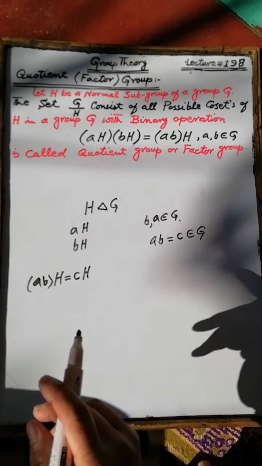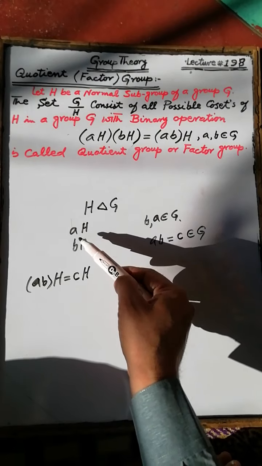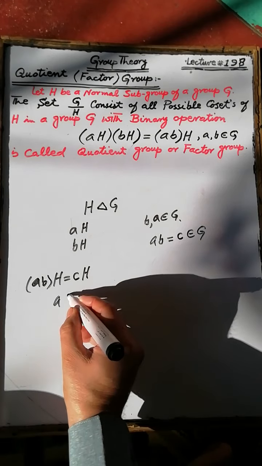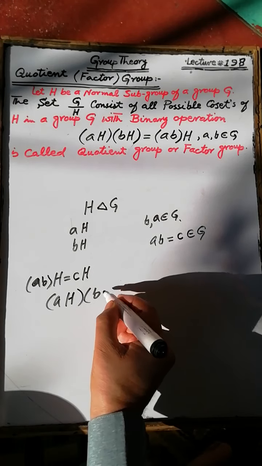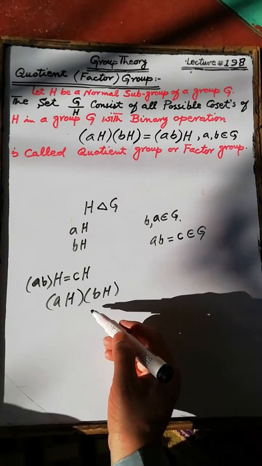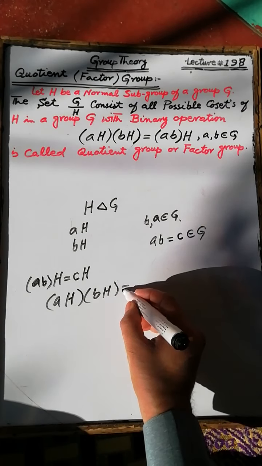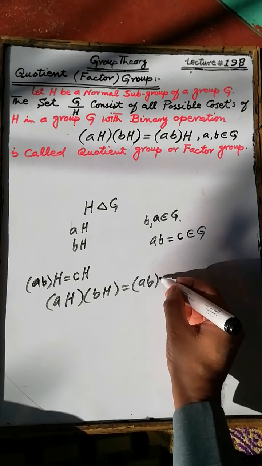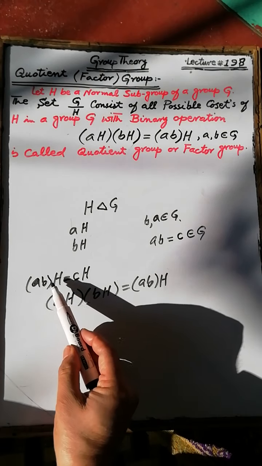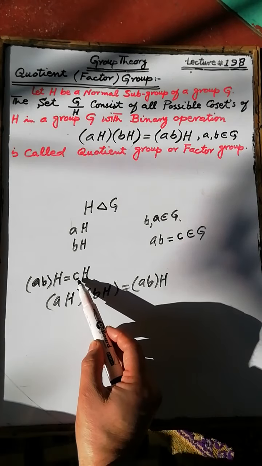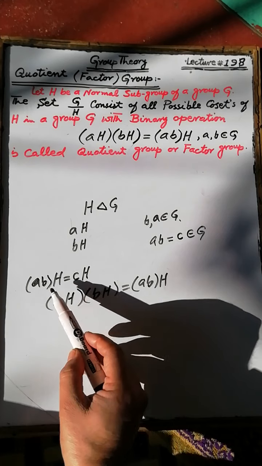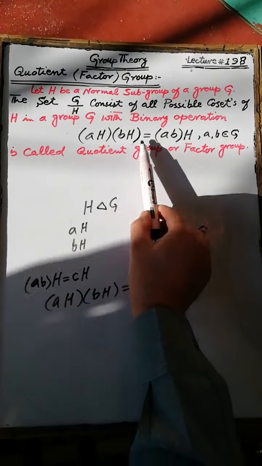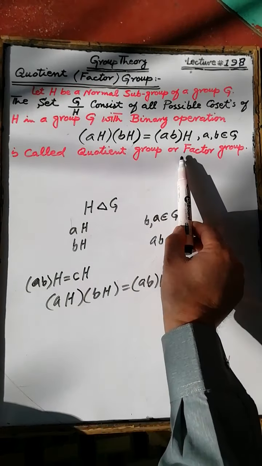These two left cosets are subsets of a group G, and the product of these two left cosets aH and bH, the result obtained from the product of these two sets, is equal to the set obtained from the product abH. This is the left coset determined by an element c, where c is equal to ab. This set which satisfies this binary operation is called the quotient group or factor group.